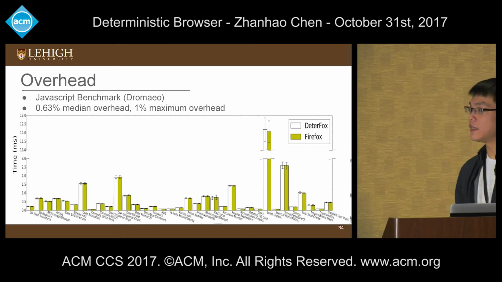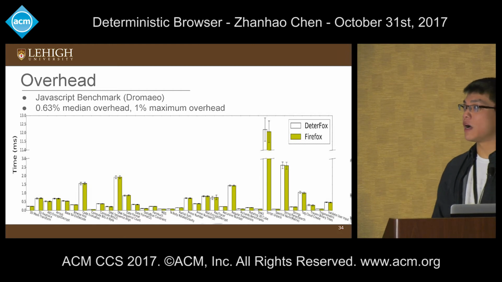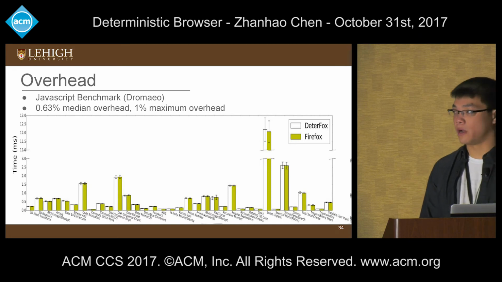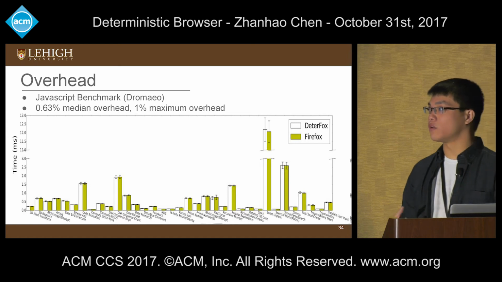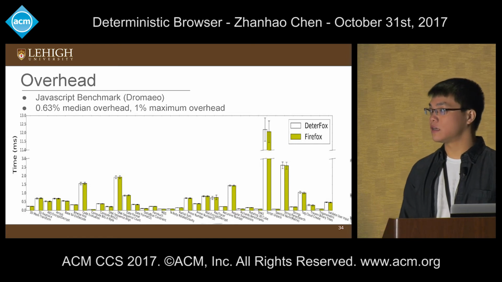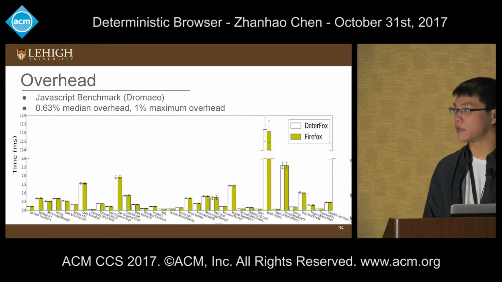So the second evaluation is to evaluate the performance overhead of our DeterFox. We first use a JavaScript benchmark called Dromaeo to test the performance. We compare the result with the same version of Firefox. We saw that DeterFox has 0.63% of median overhead and 1% maximum overhead.